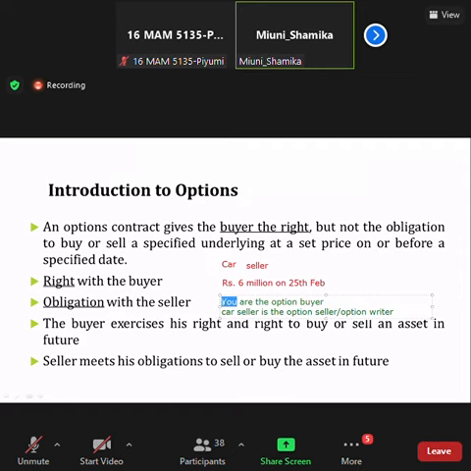We'll use the word summon. Tell me who has the right and who has the obligation?